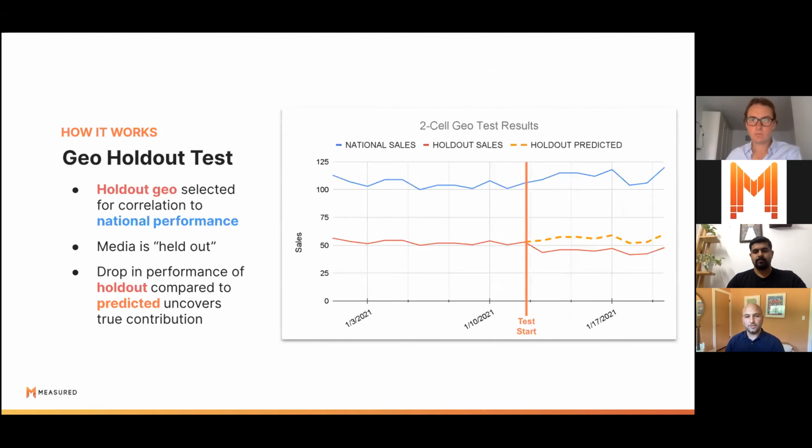Terrence, do you want to walk through just a brief example of what a geotest result might look like and how we can interpret this? Sure. So we'll go really high level here, just what this concept actually means and why it works. Taking this chart on the right, let's pretend that this blue line is your national sales over time. I would call it BAU, business as usual.